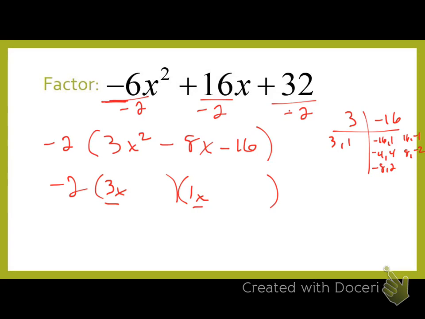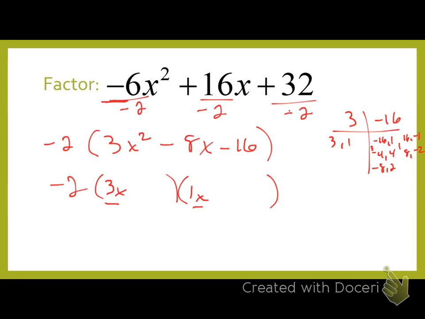You could flip it around and go negative 16 times 1, which is negative 16. 3 times 1, which is 3. Add those, you get negative 13. Still not what we need. So move on. How about 3 times negative 4, which is negative 12. 1 times 4, which is positive 4. Negative 12 plus positive 4 is negative 8.